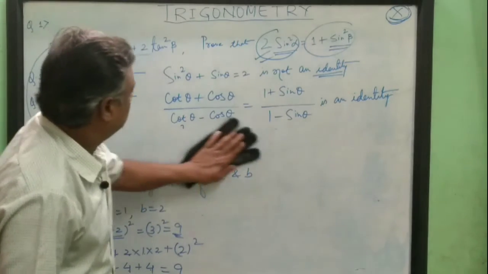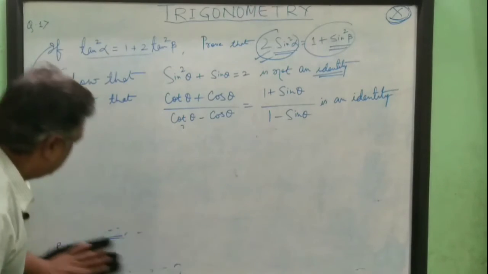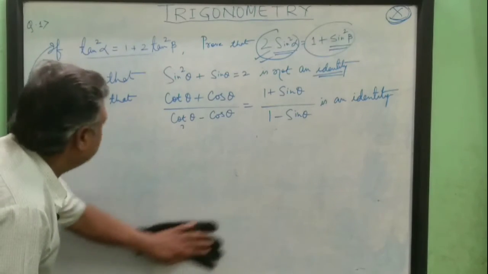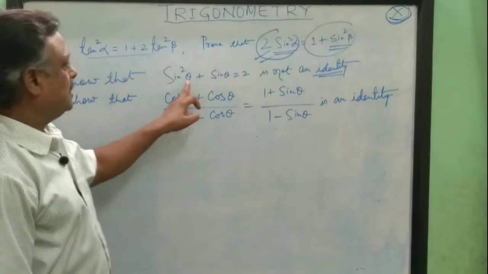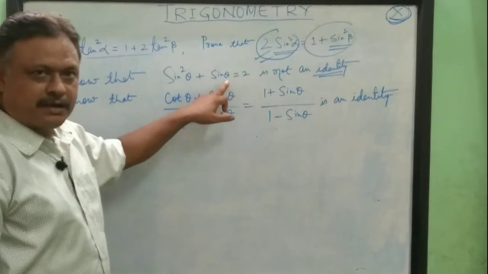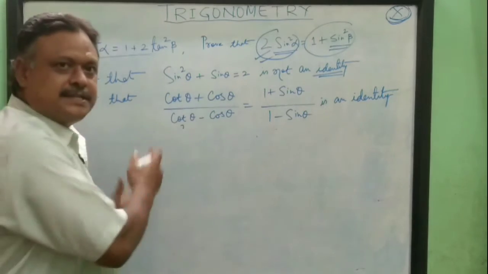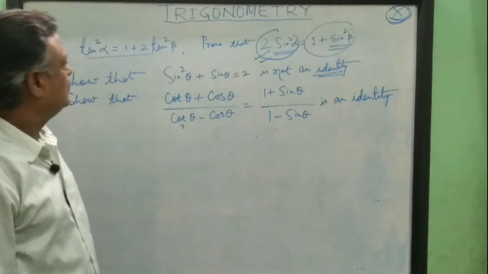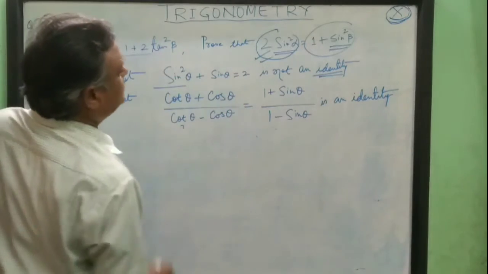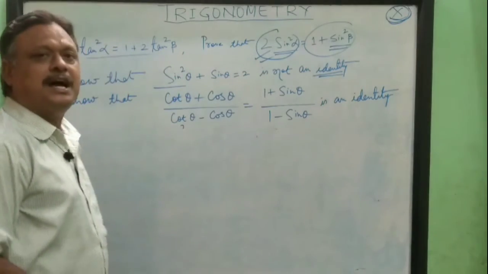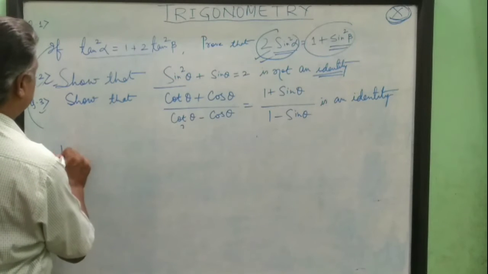Similarly, in case of trigonometrical identity, for every value of theta, LHS should be equal to RHS. So we have to show that sin square theta plus sin theta is equal to 2 is not an identity. So start from LHS.